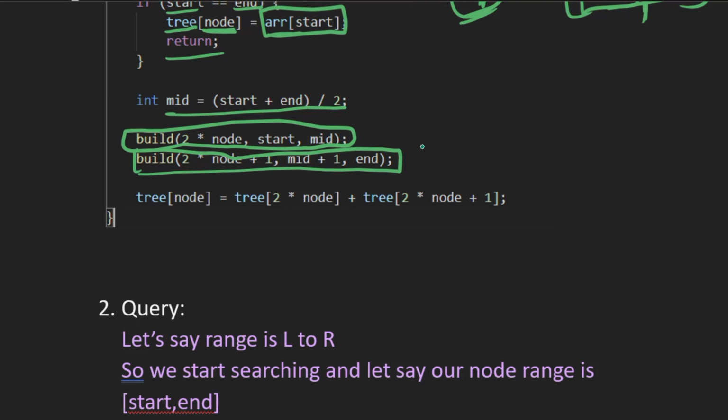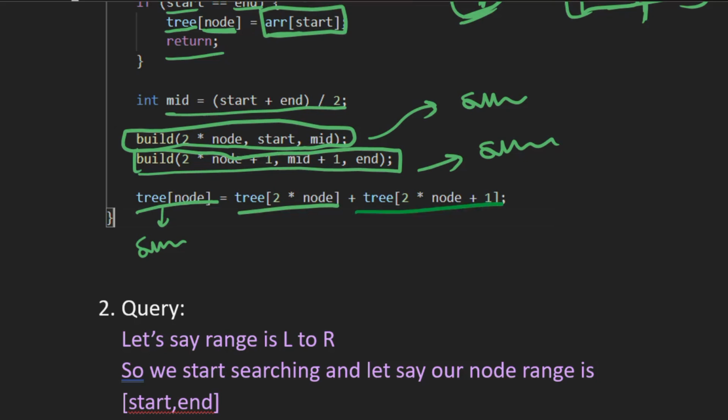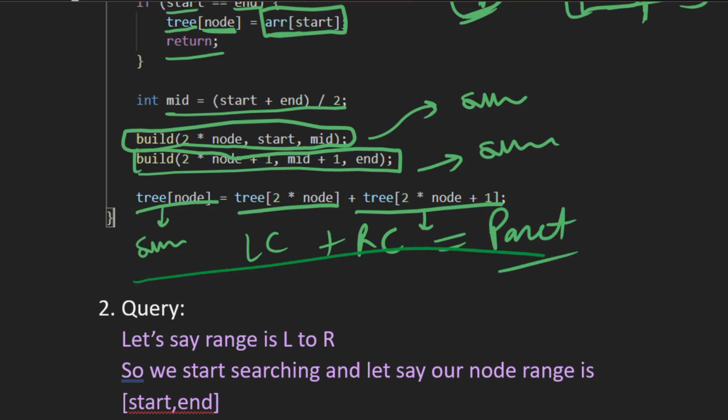Then this left part will store a sum, and the right part will also store a sum in the array. So the tree at node, the sum of the node, is equal to the sum of the left child, that is 2 into node, plus the sum of the right child, that is 2 into node plus 1. So left child plus right child, their sum is equal to the sum of the parent node. This is what we have implemented. So this is the build function.